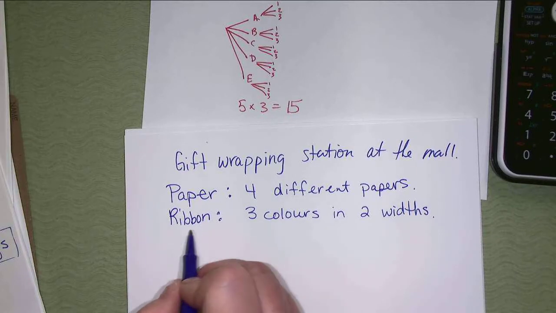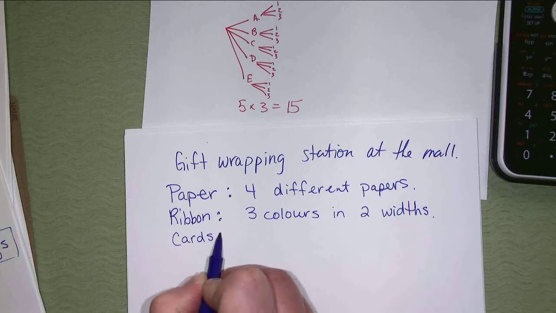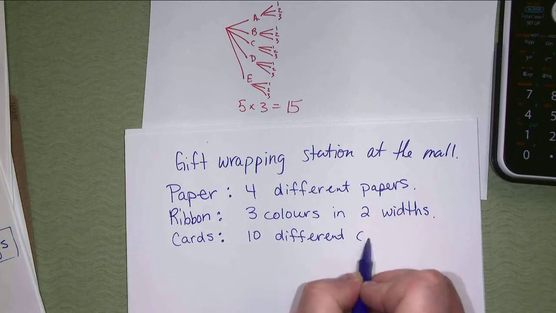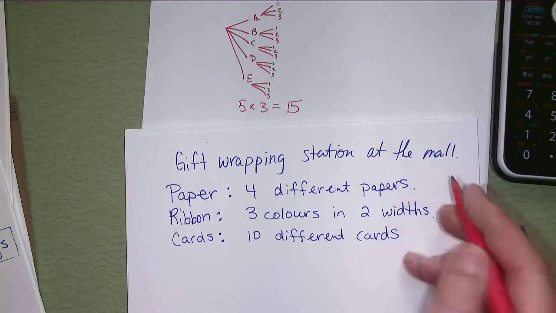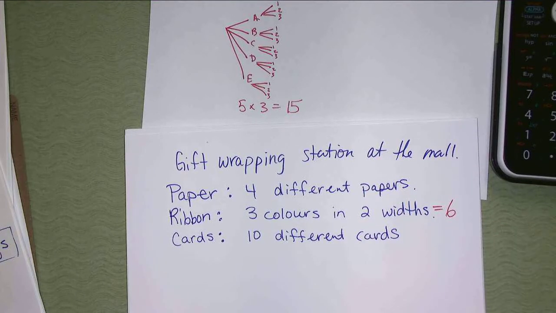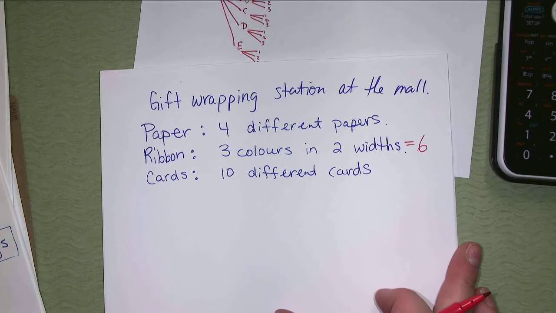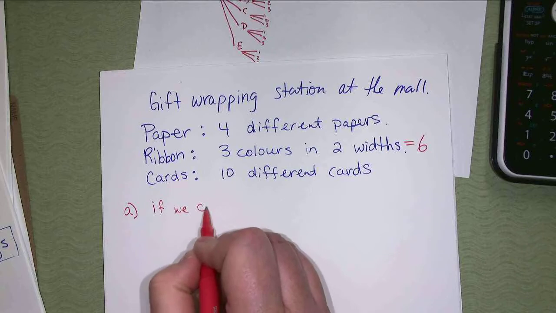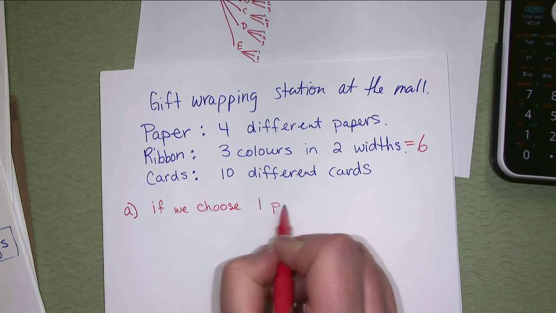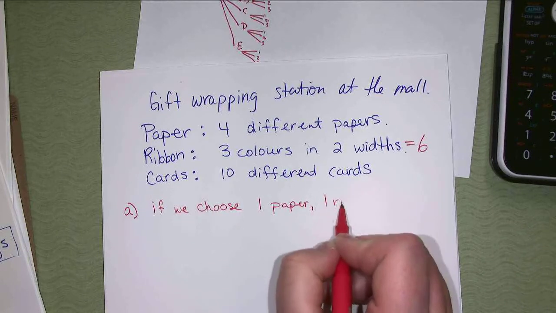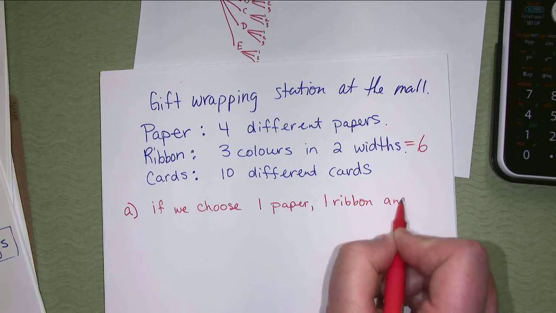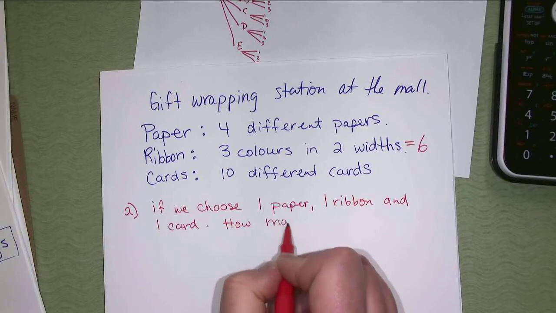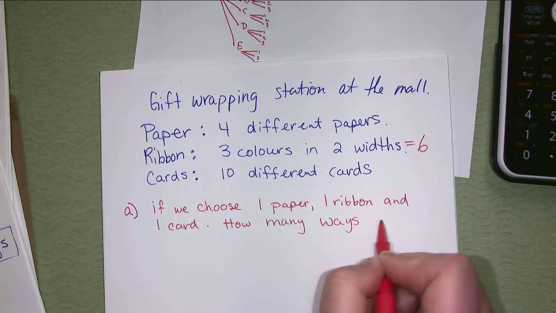What about cards? Maybe they have gift cards. 10 different cards. Okay, so first of all, we're saying this is 6, not just 3 or 2, so let's change that to a 6. So if we choose one paper, one ribbon, and one card, how many ways can a gift be wrapped?